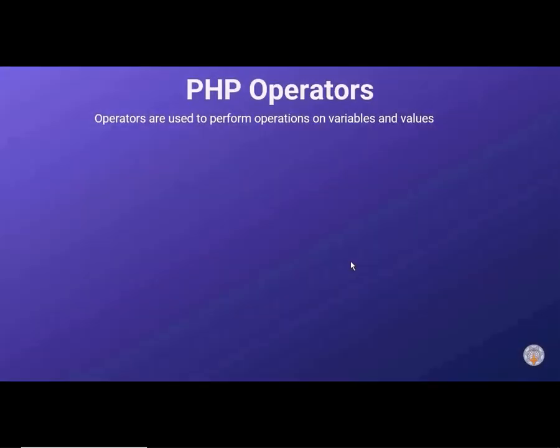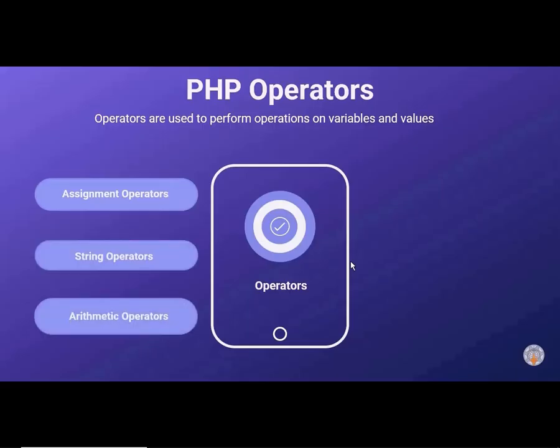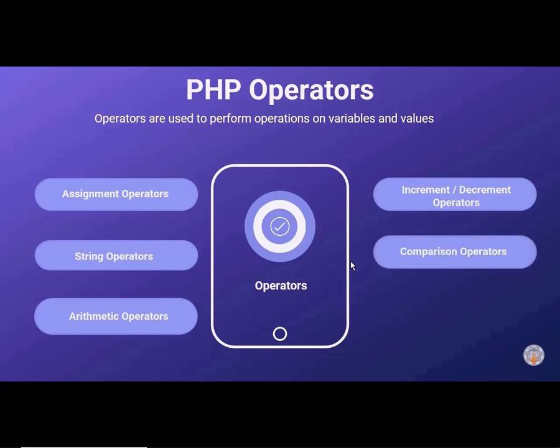PHP operators. PHP operators are used to perform operations on variables and values. Whenever we have to perform some operations, we need operators, that is why we use them. Let's see the operators. First is the assignment operator, second string operators, third arithmetic operators, fourth increment or decrement operators, fifth comparison operators, and logical operators. So these are the operators. Let's see what these operators are.